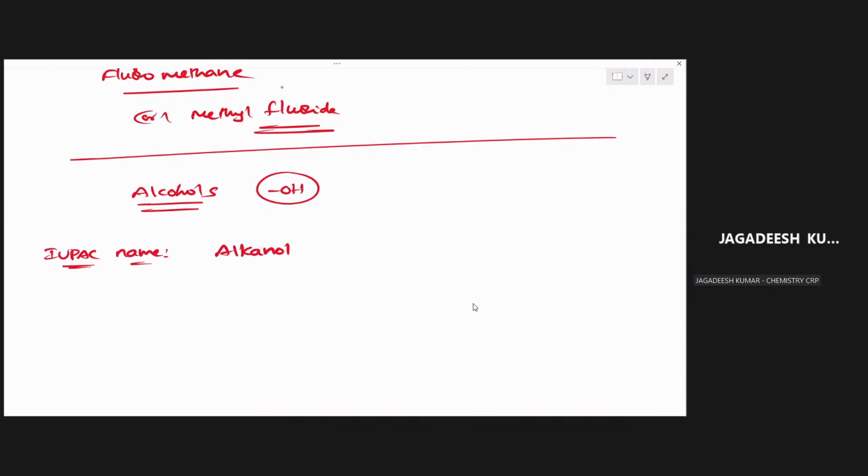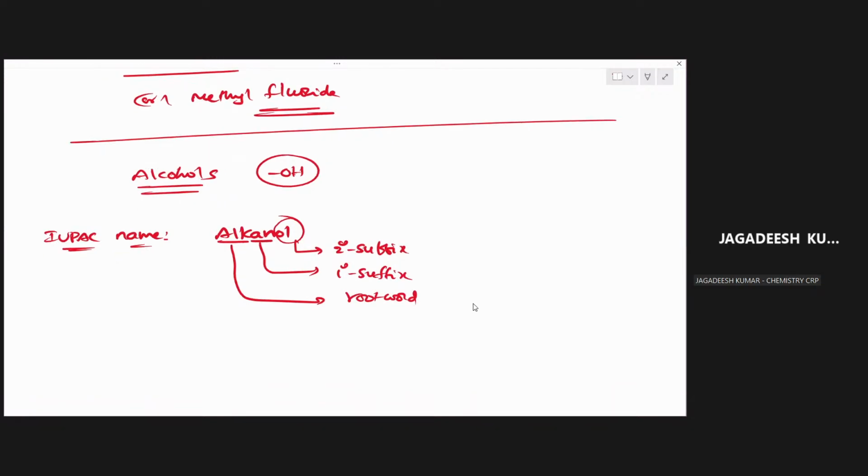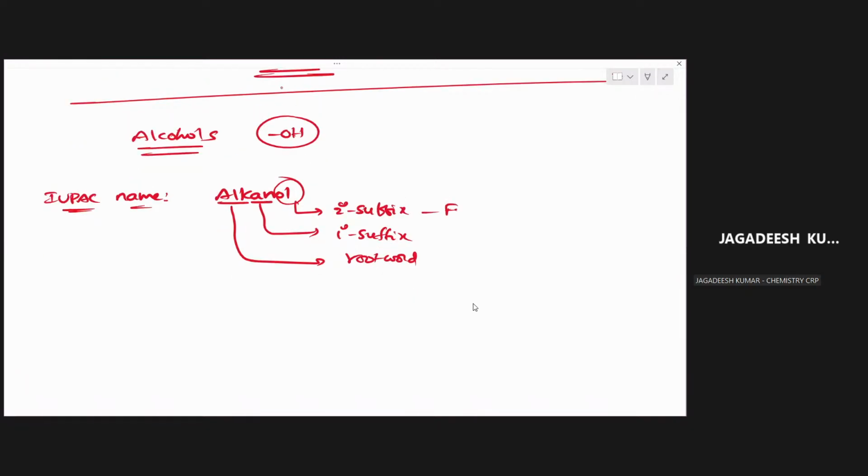In alkanol, based on the functional group, the ending will change. ol is the secondary suffix. Yesterday I told you that for alcohol we get ol. ane is the primary suffix, indicating bond nature. Alk is the root word, which we know. ol is the secondary suffix and it indicates the functional group. Now the general formula is ROH.